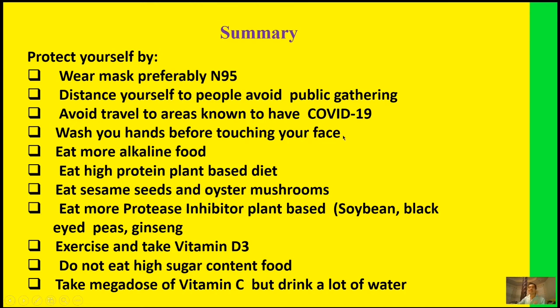So to protect yourself, wear a mask, distance yourself from public gatherings, avoid travel to areas with COVID-19, wash your hands frequently, and eat more alkaline food, because eating alkaline food could bring your cells to a pH of 6 to 7, where the virus cannot thrive. For the virus, endocytosis will slow down at this pH.